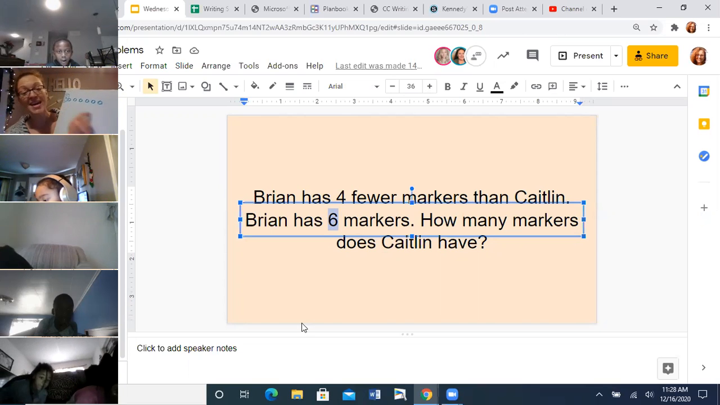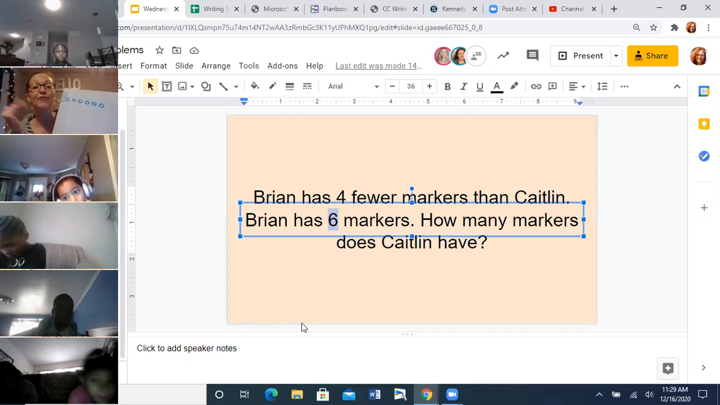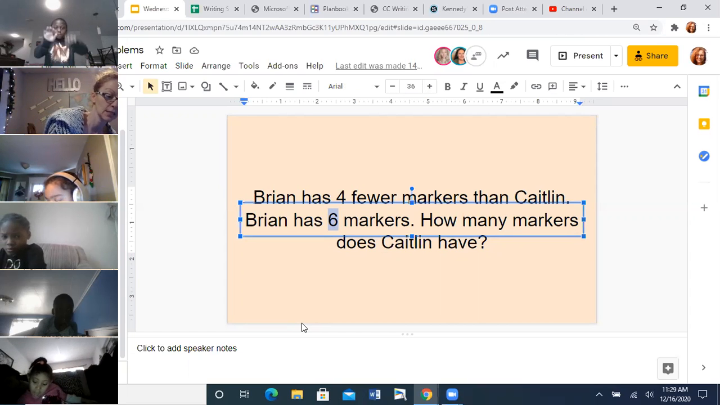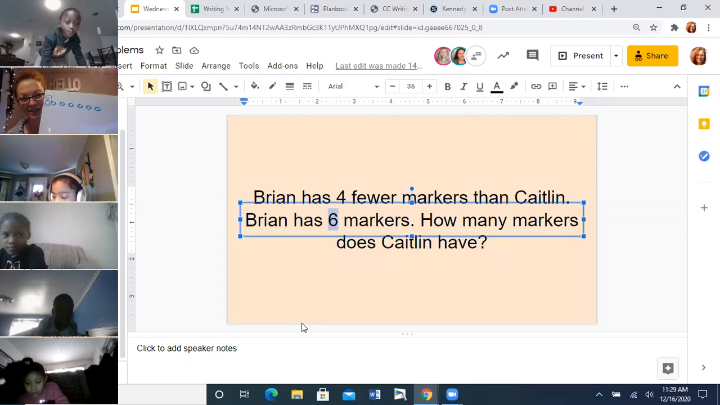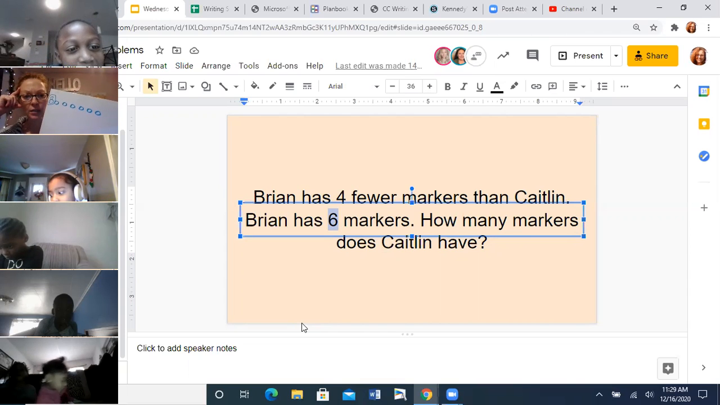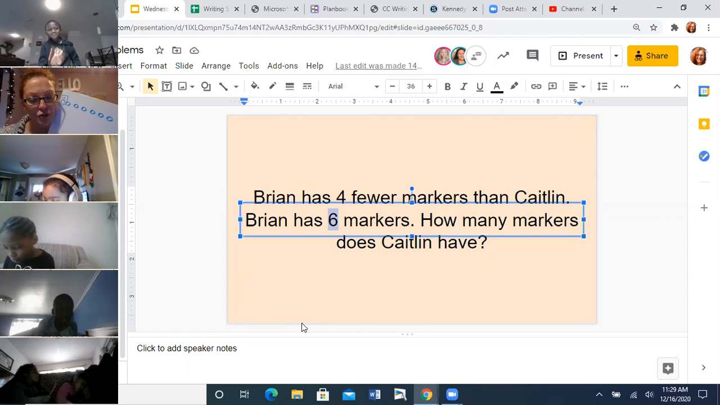More. So we can't subtract because subtract doesn't give us more. Brian has fewer, so Brian has less. Caitlin has more. Oh my goodness. Sorry about that. So think about it. If Brian has 4 fewer, Caitlin must have 4 more. This problem's trying to trick us.